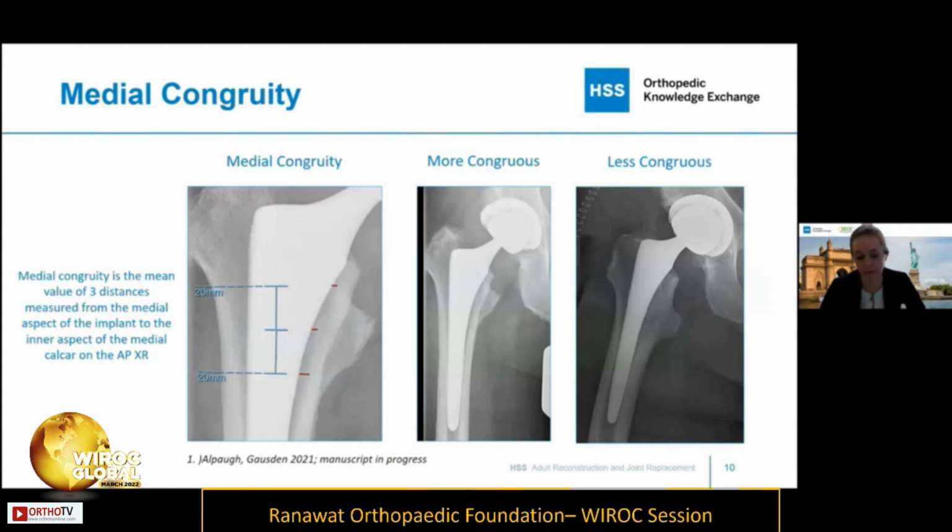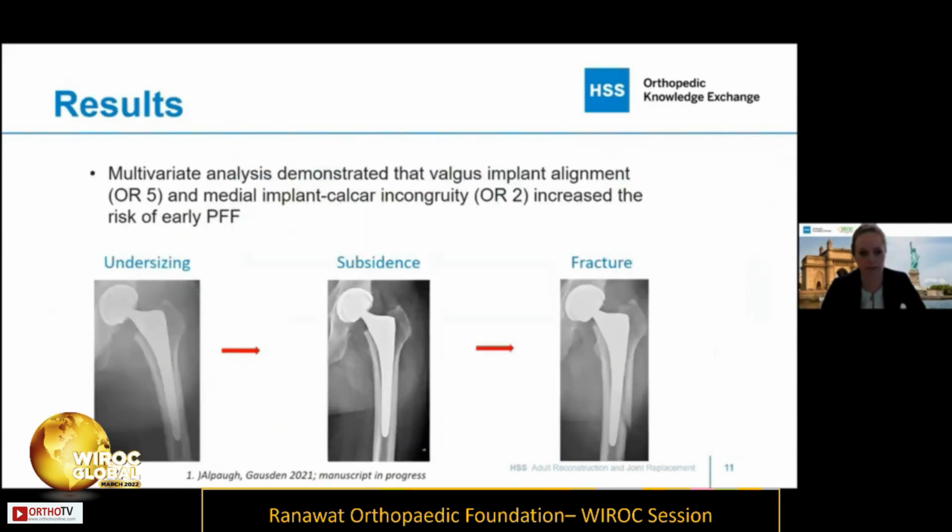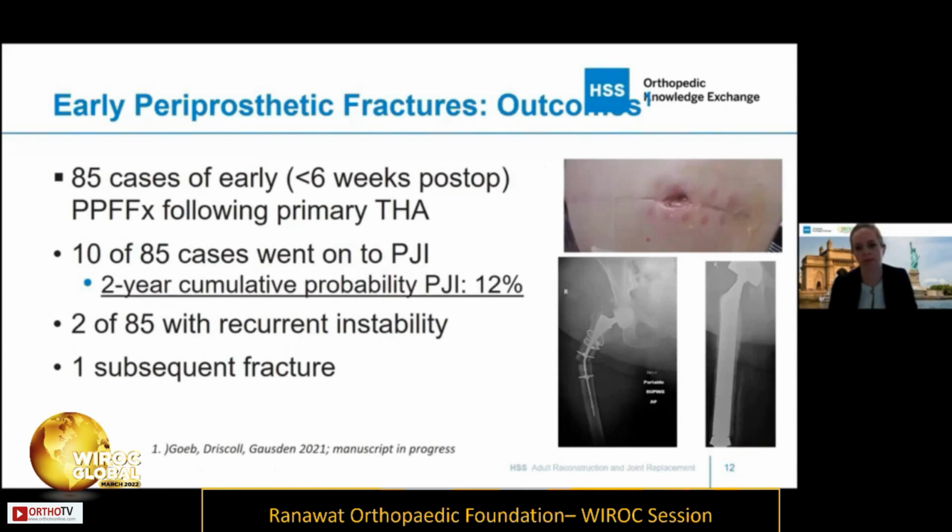And we think this is because that's going to increase your risk of subsidence, and a sudden subsidence can lead to that catastrophic periprosthetic fracture. So you can see the example here: undersizing slightly, not ridiculously, but undersizing, and then an early subsidence, and then the late subsidence leading to this fracture. The medial incongruity is similar to a valgus alignment too, that increases the medial incongruity and increases your risk of early fracture.